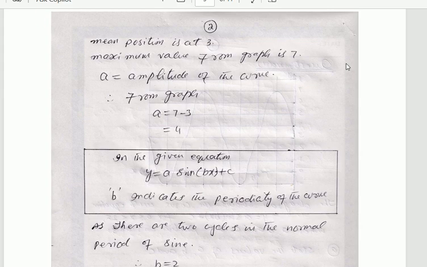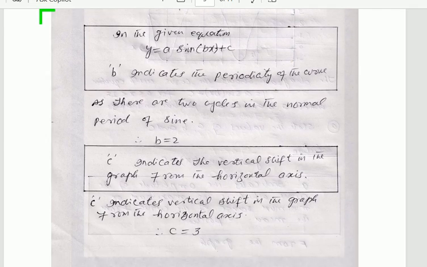As I have explained, a is the amplitude of the curve. We calculate the amplitude by subtracting the mean value from the maximum value. So 7 minus 3 equals 4. In the given question, y = a sin bx + c, b indicates the periodicity of the curve. As there are 2 cycles in the normal period of the sine, b = 2.